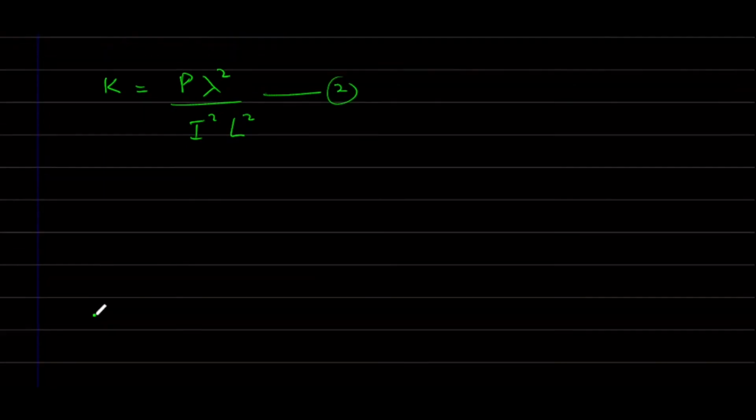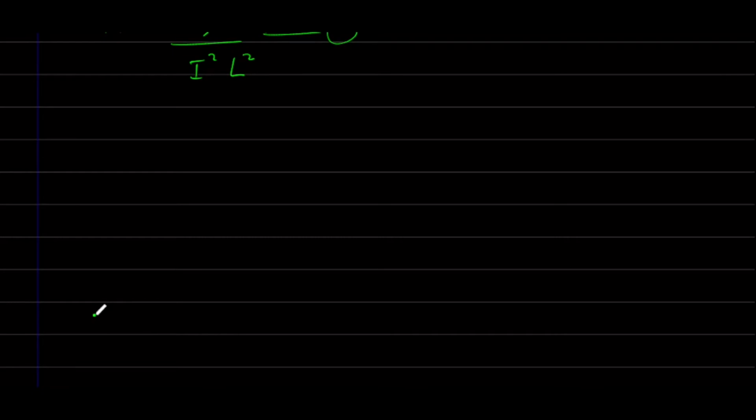So we should determine the units of K, which is the constant. The unit of power is watts, while the unit of wavelength is meter. Then the unit of current is ampere, and the unit of length is also meter. We can substitute our values since we have obtained the units.